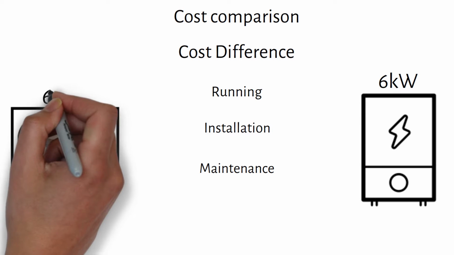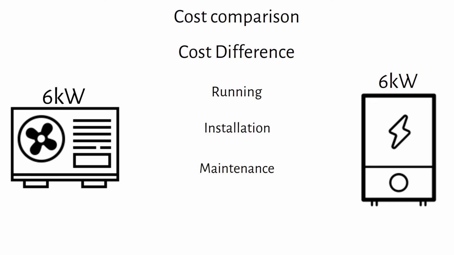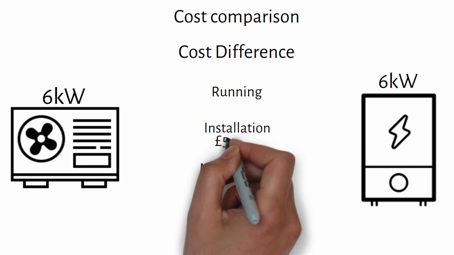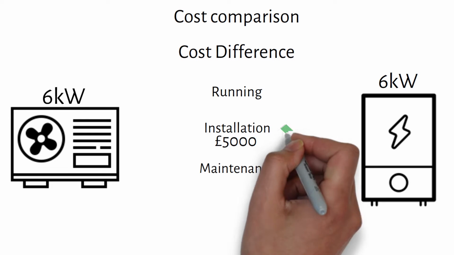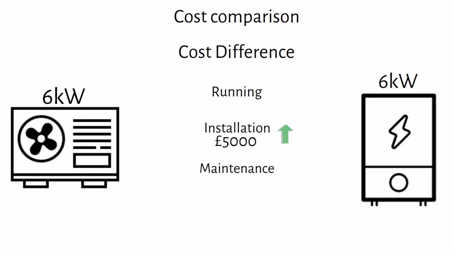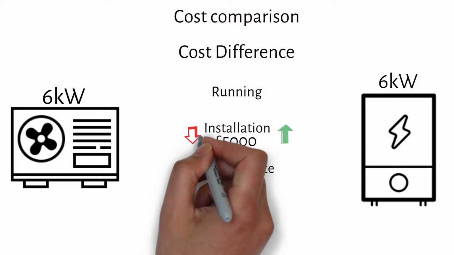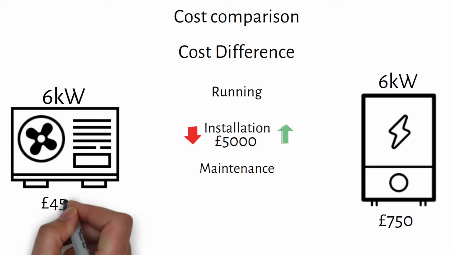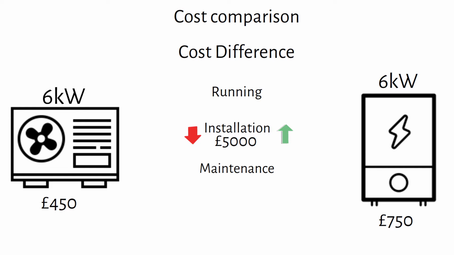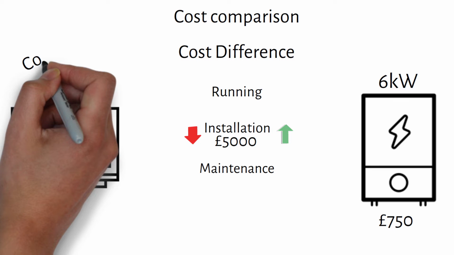Let's look at the additional electricity which an electric boiler will cost you versus the air source heat pump. If we look at the difference over the year, we can see that the electric boiler will cost Bob £750 and the air source heat pump will cost Bob £450. Over 5 years with electricity at the same rate, which we all know it won't be, Bob will be saving £1,500 installing an air source heat pump.